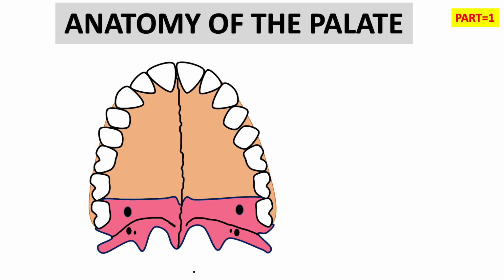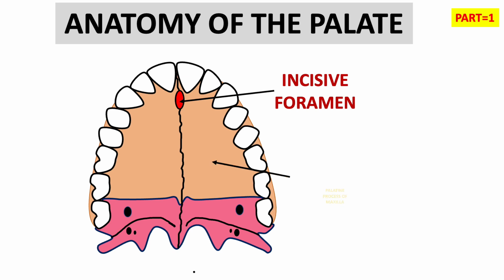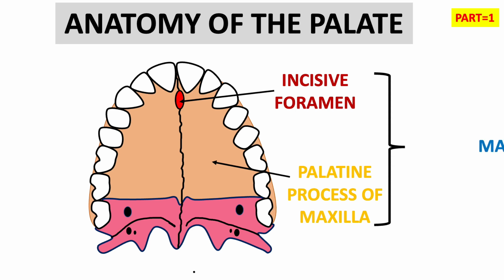The foramen of the palate which is marked in red is the incisive foramen, present between the central incisors. From this foramen, the nasopalatine nerve exits. So it is an exit point of the nasopalatine nerve. And this is the palatine process of maxilla. It forms the anterior three-quarters of the hard palate. The incisive foramen and the palatine process of maxilla together form the maxilla.